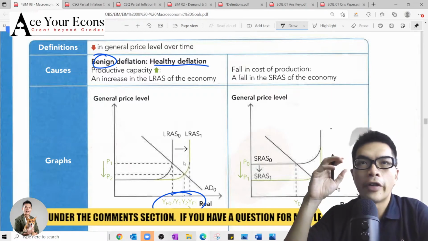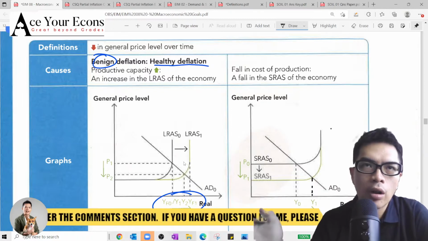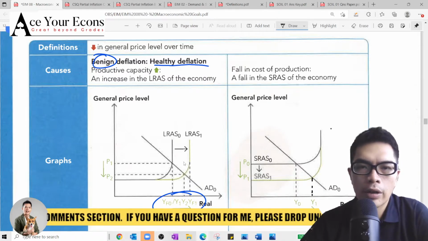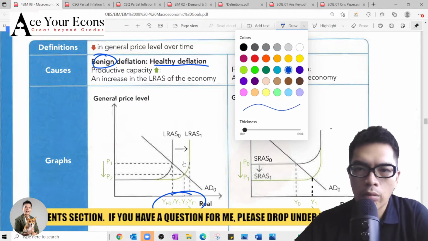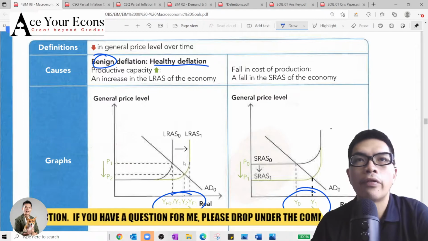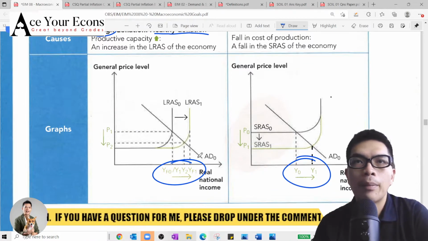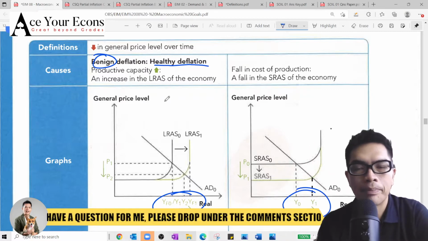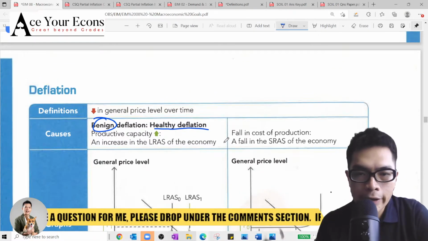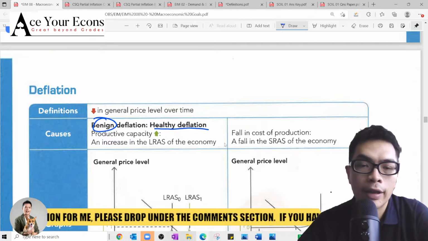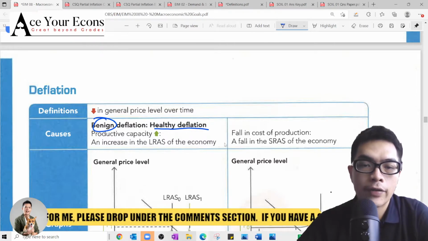Alright, so factors that cause a downward shift or a rightward shift in your AS curve are going to result in a higher RNY together with a fall in price level. So this is not harmful, this is harmless, or some of the schools use healthy. That's why we use malign and benign. But if your school doesn't use this term, you can just categorize them under AD or AS factors.